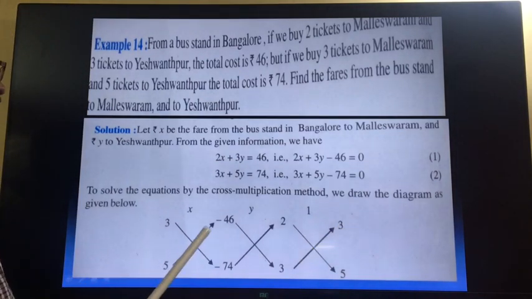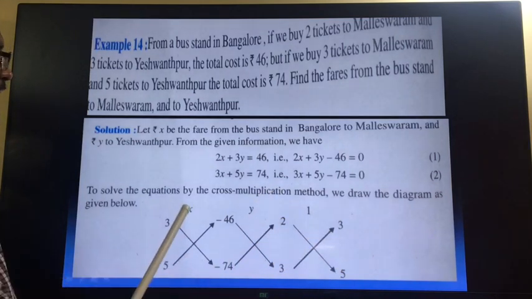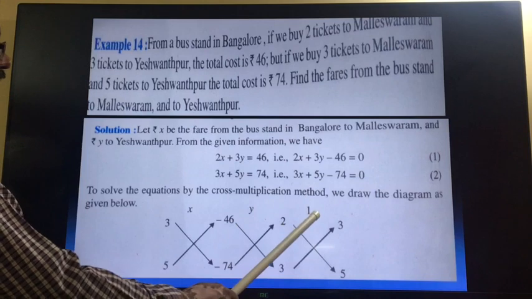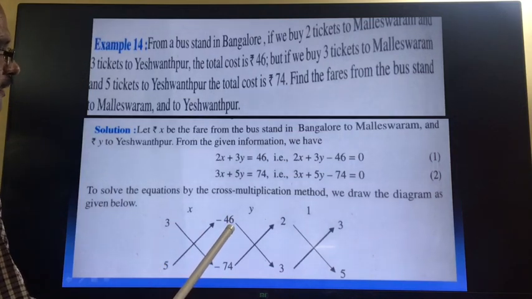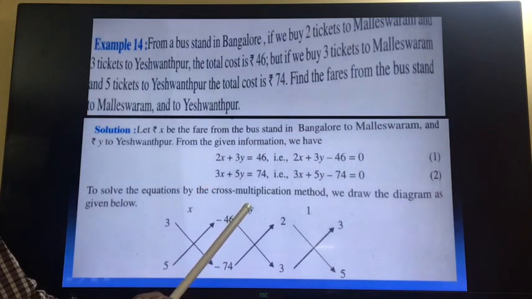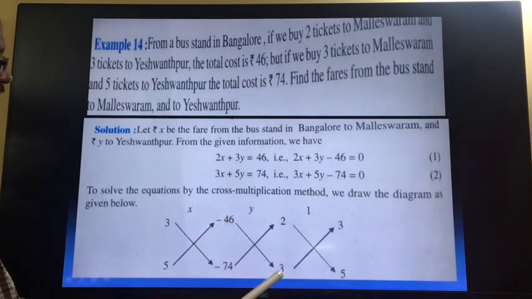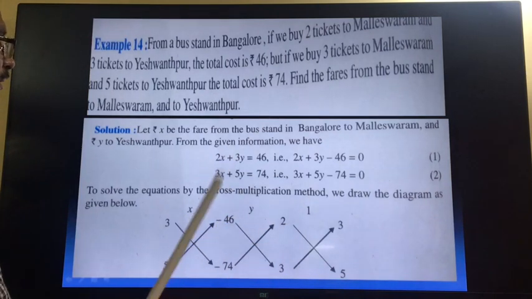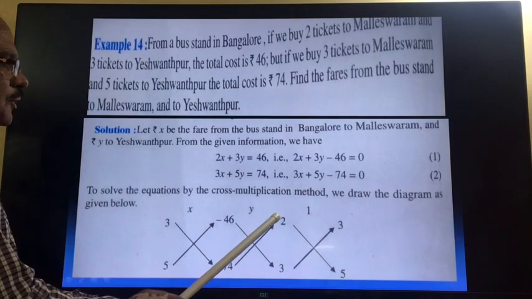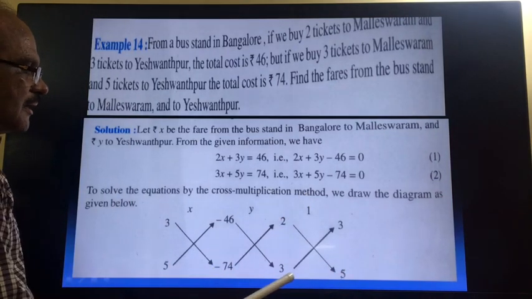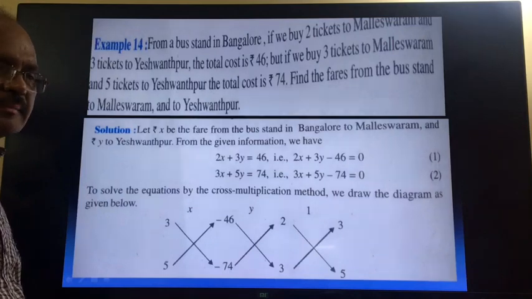So b1 b2 c1 c2 a1 a2 b1 b2, and in the middle of this we will write x, y and 1. Now x upon 3 into 70 minus 74 minus 5 into minus 46. Similarly y upon minus 46 into 3 minus of formula, then minus 74 into 2. Then 1 upon 2 into 5 10 minus 3 into 3 9, 10 minus 9.